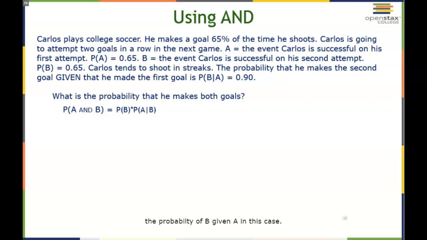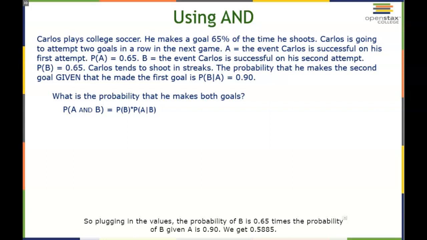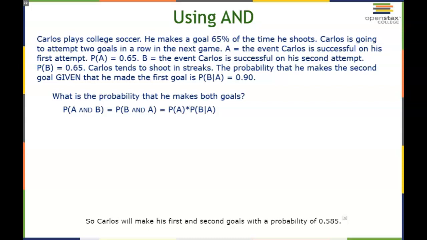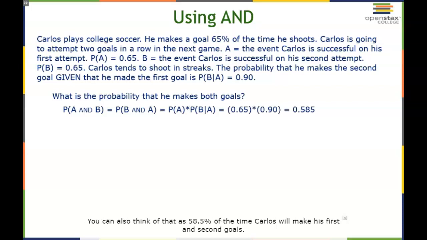As it turns out, the probability of A and B equals the probability of B and A. And therefore, the probability of B and A will equal the probability of A times the probability of B given A, which is the information we do have. So plugging in the values, the probability of A is 0.65 times the probability of B given A, which is 0.90. We get 0.585.